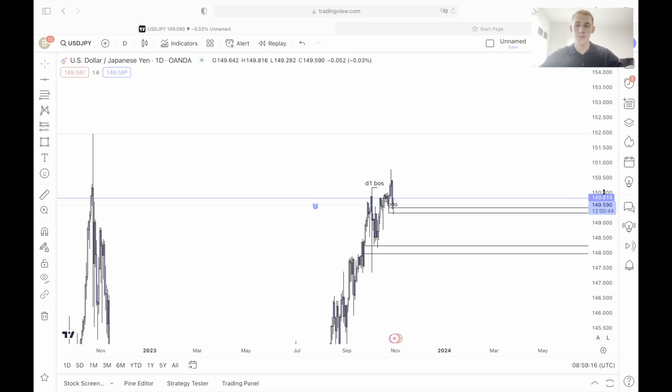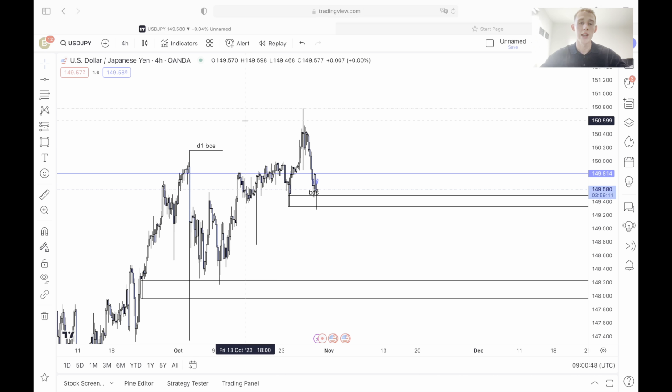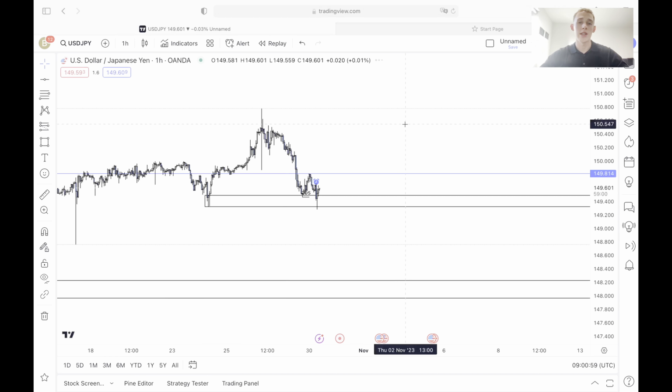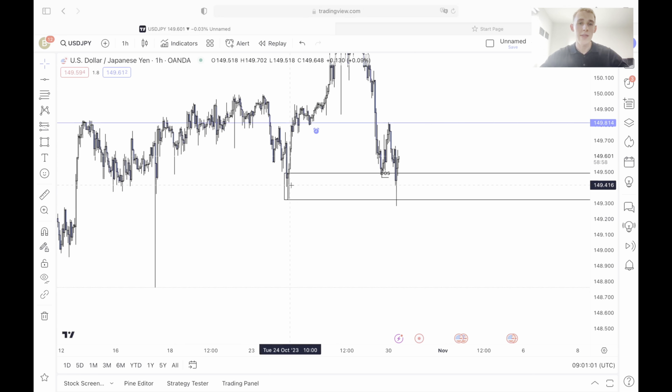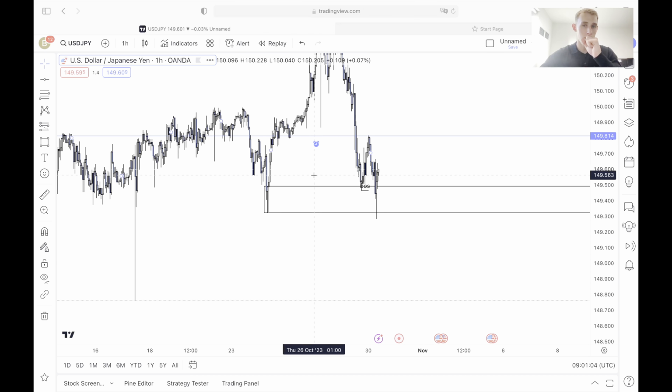But yeah, breaking it down to the 4 hour and just marking out where the mitigations have happened and where the key structure is. We've had a retracement into this area of demand. Price then pushed up, taken out this daily high. So that is our most recent daily break of structure. At the end of last week, price began to quite correctively retrace into this area. And this morning, we had this hourly level of demand.